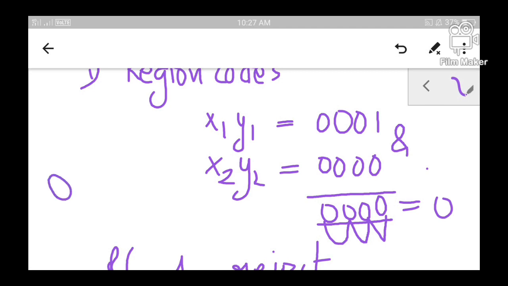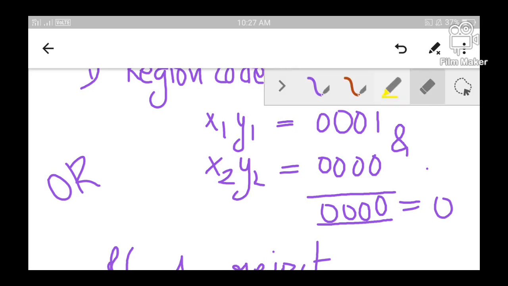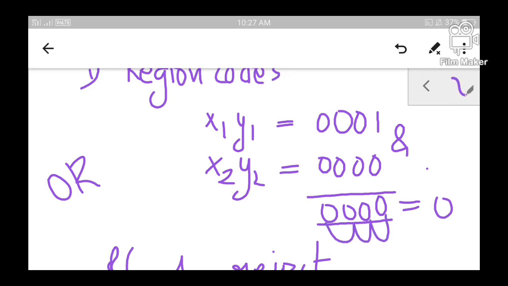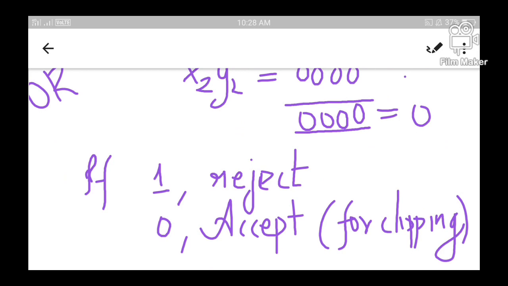So how can we perform an OR operation? OR operation says if any of the input is 1, definitely the output is 1. Out of the total bits, if any input is 1, output will be 1. So here in our situation, all the inputs were zeros. So definitely 0 or 0 or 0 or 0 will give you 0 itself. Since the output is 0, it indicates that we have to accept the line and the line needs clipping. So the rule says after bitwise OR operation, if you are getting a 0, then you have to accept the line for clipping operation.